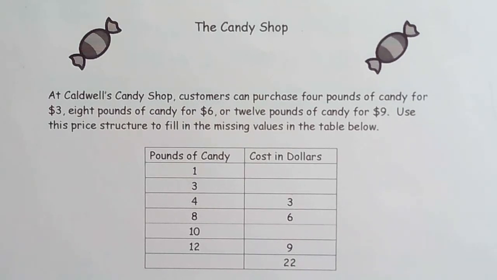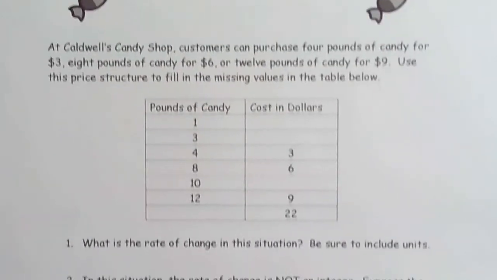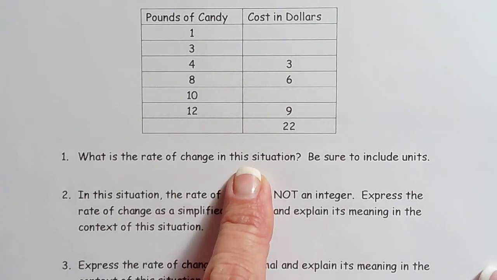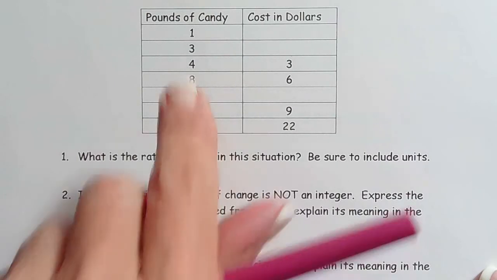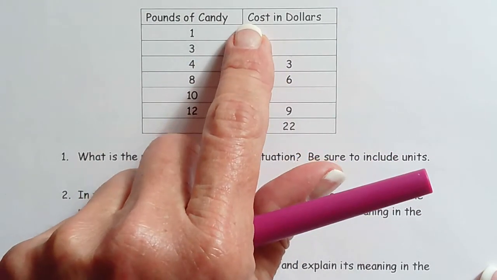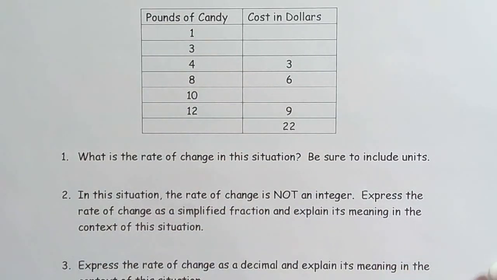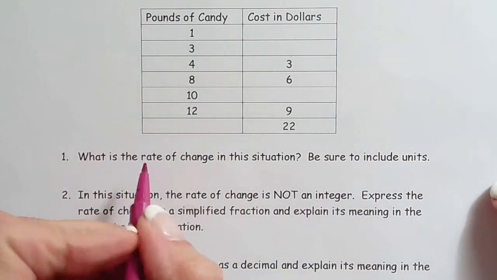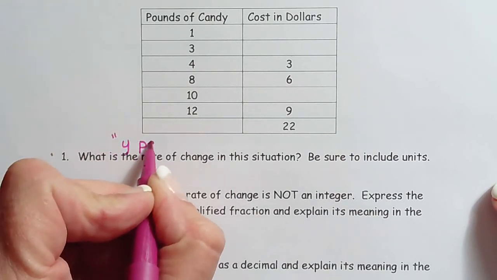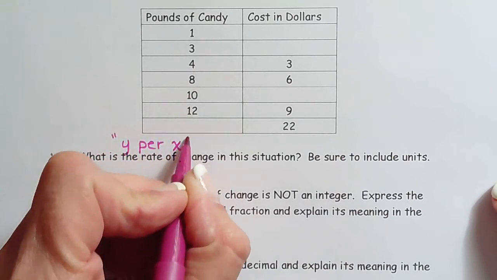So sometimes it's easier if we answer this first question, because don't we want to know what the rate of change is? Rate of change, remember, will be the cost per pound. Don't we want to know the cost per pound? It's always Y per X when we do rate of change.